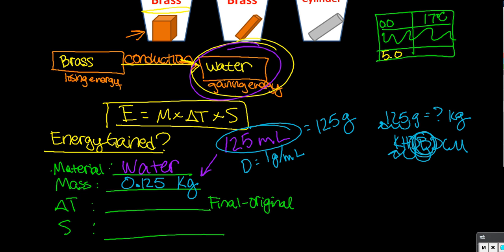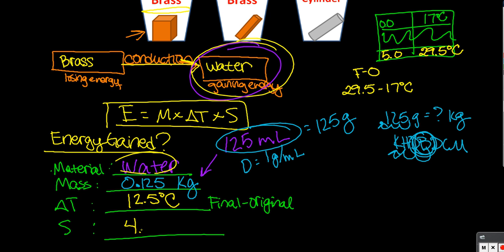So after 5 minutes, 29.5 degrees Celsius. So our change in temperature, final minus original, 29.5 minus 17 degrees Celsius. So the change in temperature is 12.5 degrees Celsius, and the specific heat of water is always the same.